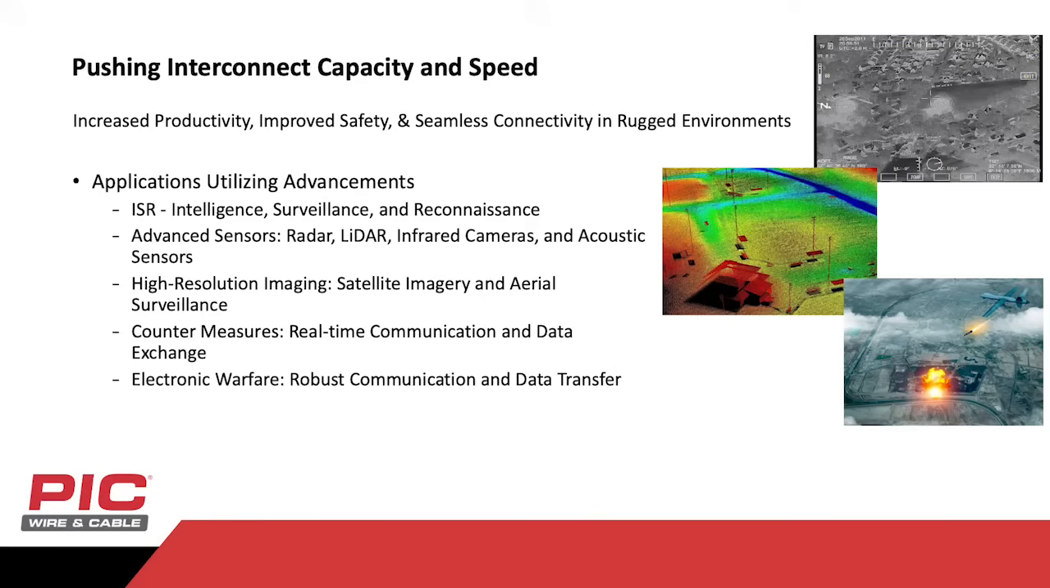Electronic warfare requires robust communication and data transfer capabilities. Electronic attack involves the transmission of powerful jamming signals to disrupt or degrade enemy communication and sensor systems. Electronic protection aims to safeguard friendly systems from enemy electronic attacks.